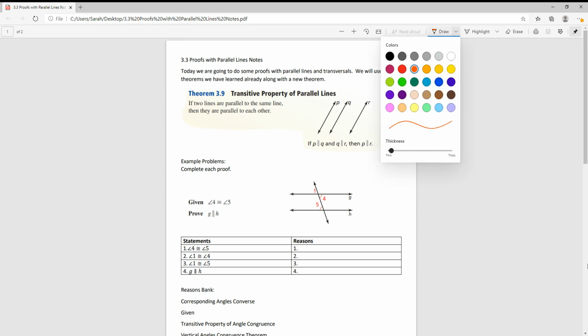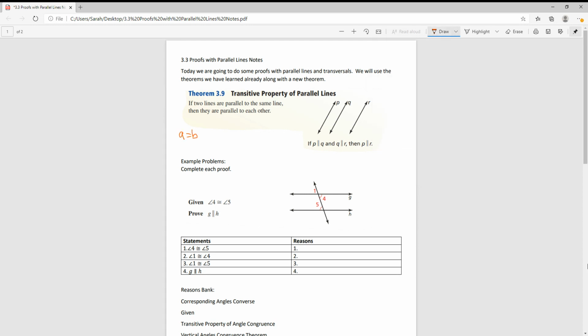This is the same idea as if A equals B and B equals C, then A equals C. That's your transitive property with equations. We can do things similarly with parallel lines, and that's what this theorem is all about. However, let's go ahead and take a look at some proofs together because that's the main focus for today.